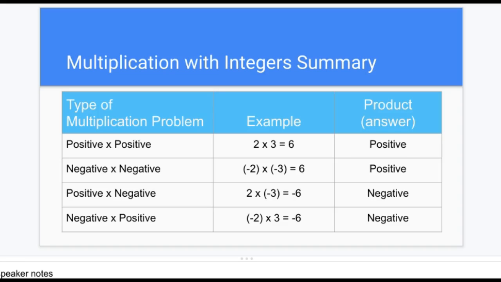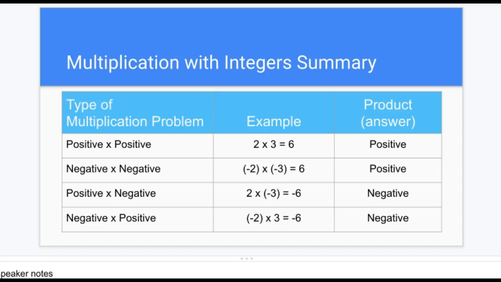What I would like for you guys to do is in your notes copy down this chart. Pause the video and please copy down this chart. I'm assuming that you are pausing the video. If you're not, you're not following my directions. All right, so you should have copied down this chart.